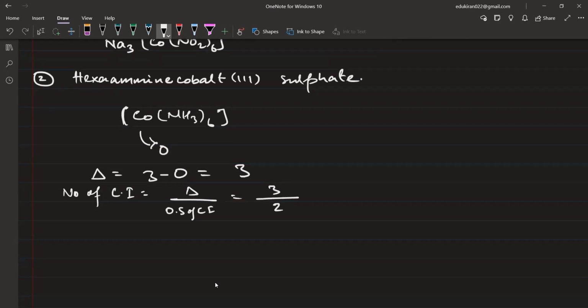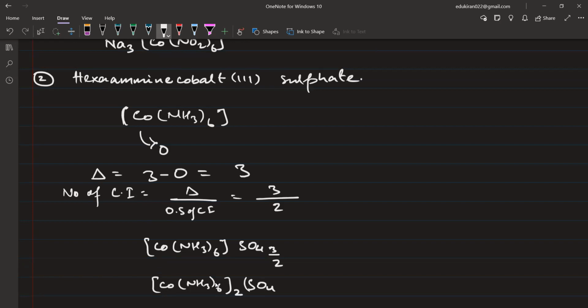You write it like this. The cation is first, so you write the cation first: Co(NH3) whole 6 and then you have SO4 3/2. Now 3/2 will not be written like this, multiply by 2 here. You will get cobalt NH3 whole 6 twice and SO4 thrice. Did everyone understand?